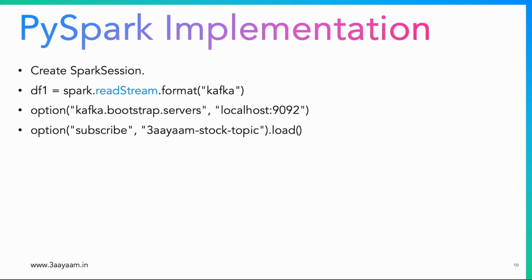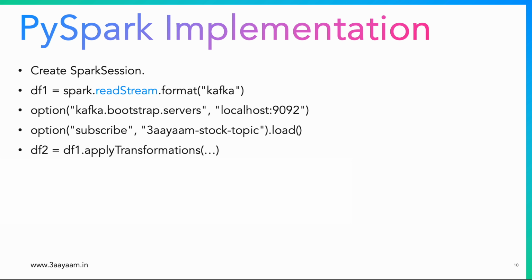We have to provide another option using subscribe, meaning that I'm saying that this Spark application will subscribe to the topic. Let's say the name of the topic is 3IAM stock topic, and then the load API. So these are the changes that you have to do when you are using the streaming application. Then we use or create another data frame wherein we'll be applying all the transformations.